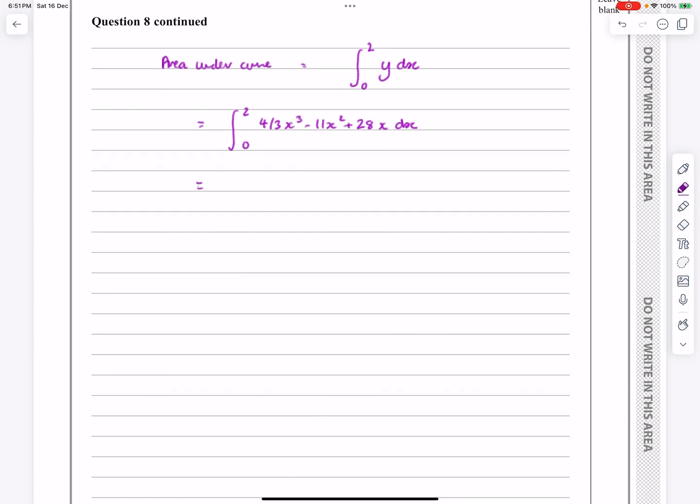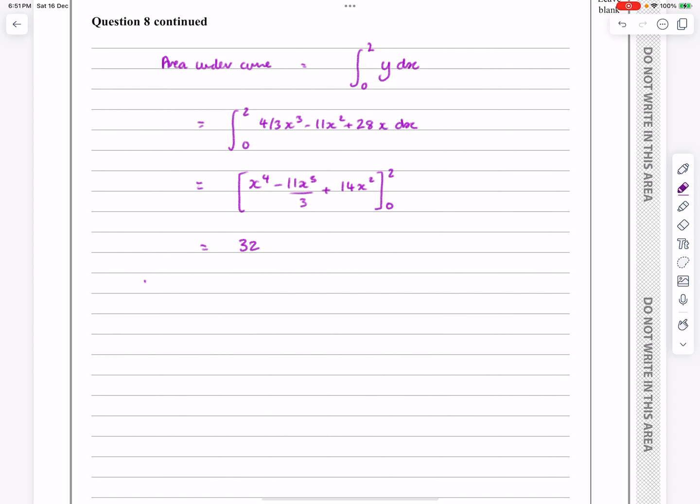So integrating, add 1 onto the power, divide by the new power. That actually gives me x to the 4 there. They did that to make that quite neat. Next one isn't particularly neat. Add 1 onto the power, divide by the new power. Then 28x squared divided by 2 is 14x squared. So it's that between 2 and 0. Sticking 0 in is going to give me 0. Sticking 2 into that actually gives me 32 as the area under the curve.